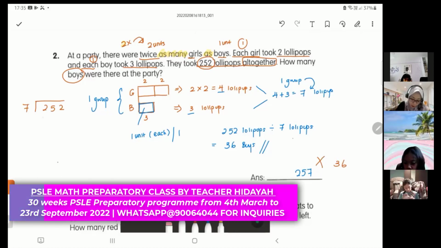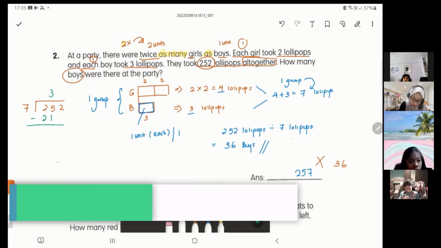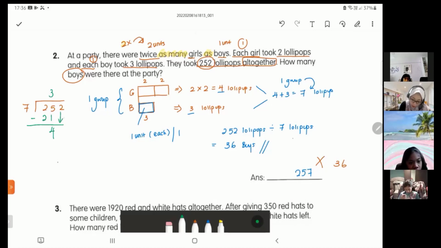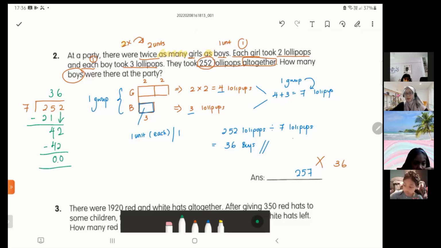21. So you put down there 21, which is 3 times 7, right? Minus, and then you have 4. Bring down 2. 42. Is there a 42 in times table 7? Yeah, there is, 6 times 7 is 42. 0, 0. Answer is 36.